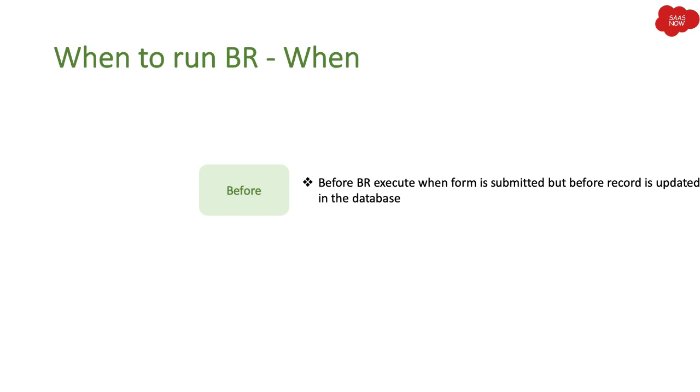So before creating or updating the record in the database, if you want to have some action, that's when you utilize before business rules. It's similar to when you are creating an incident and you want to auto-populate something. For example, I can give you the right example, like opened by.